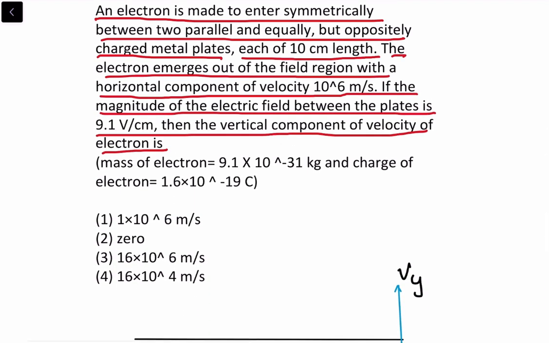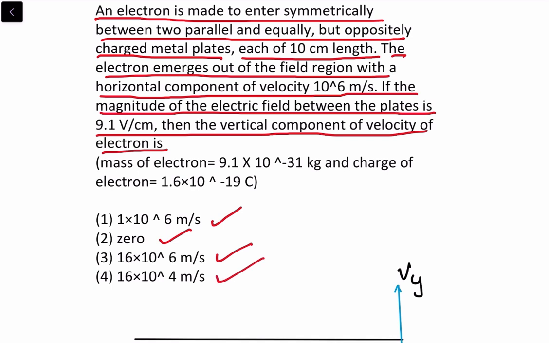In those four options, option 1 is 1 into 10 to the power of 6 meters per second, second is 0, third is 16 into 10 to the power of 6 meters per second, and the fourth one is 16 into 10 to the power of 4 meters per second. So this is the problem.